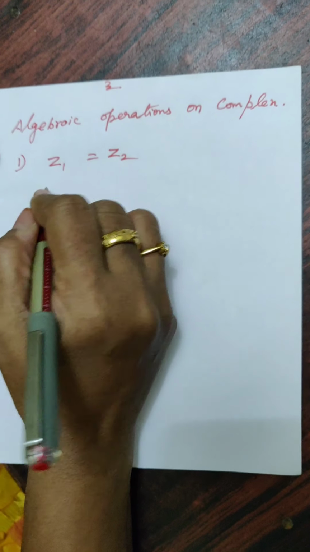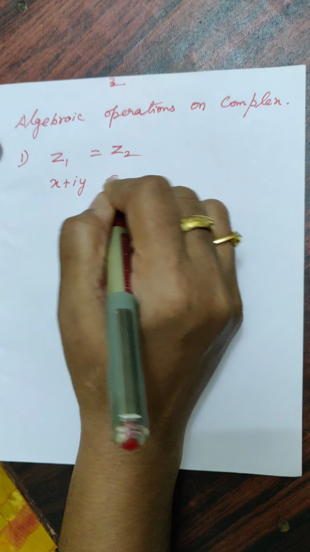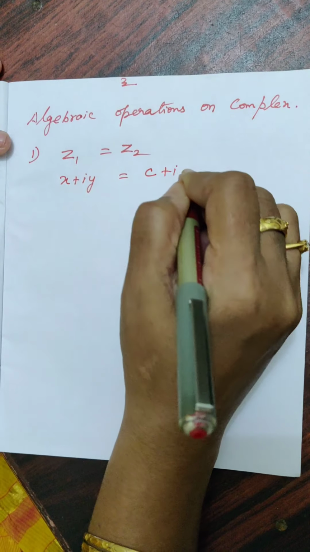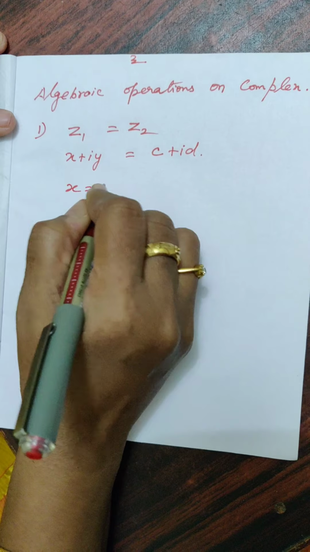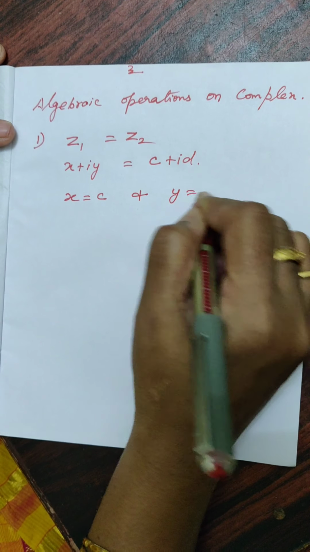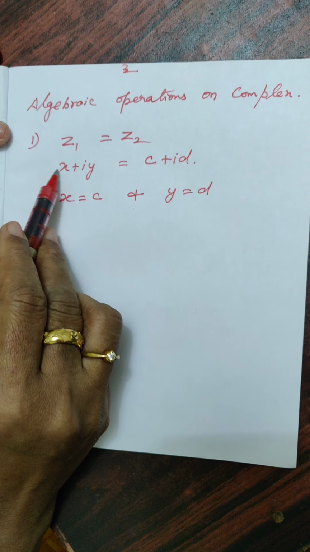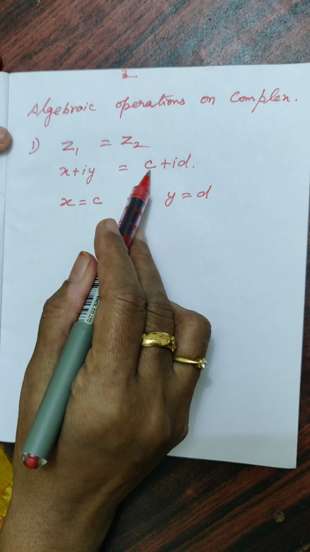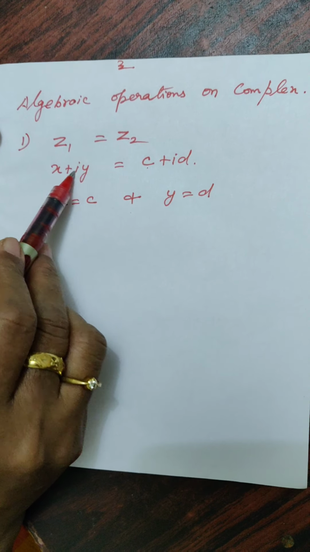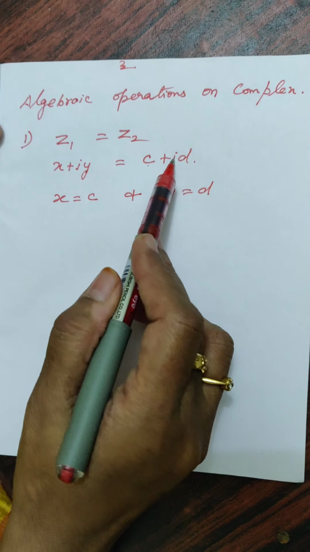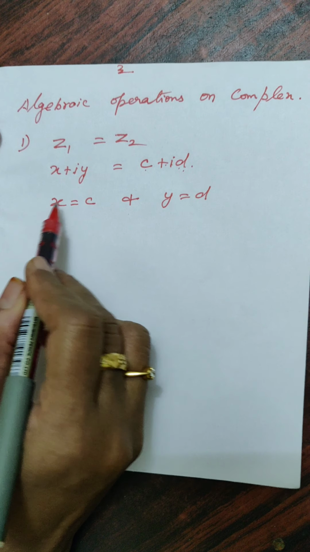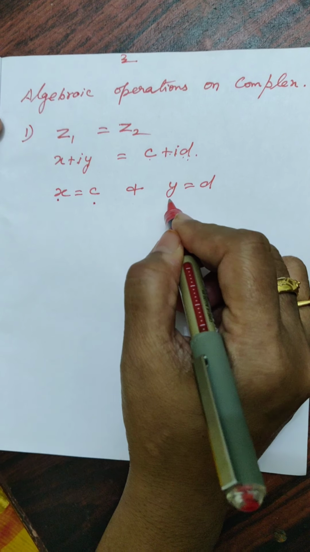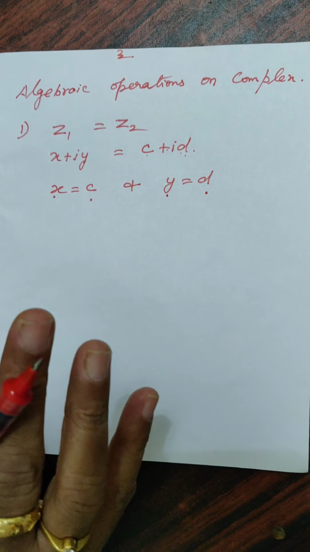Let us take Z1 as x plus iy and Z2 as c plus id. If the two complex numbers are equal, then x is equal to c and y is equal to d. That is, the real part of Z1 equals the real part of Z2. Similarly, the imaginary part y of Z1 equals the imaginary part of Z2, that is d. So if the real part of Z1 equals the real part of Z2 and the imaginary part of Z1 equals the imaginary part of Z2, then only the two complex numbers are said to be equal.